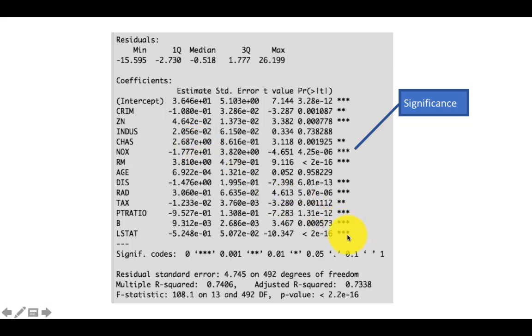We want much more confidence, right? We want to be at least 95% confident. So we will rely on at least 1 star for the coefficient. So that's the idea here. On the right hand side here, we are looking for at least 1 star to reassure us that there is really a relationship. And these stars are described by the legend shown here, significant codes.